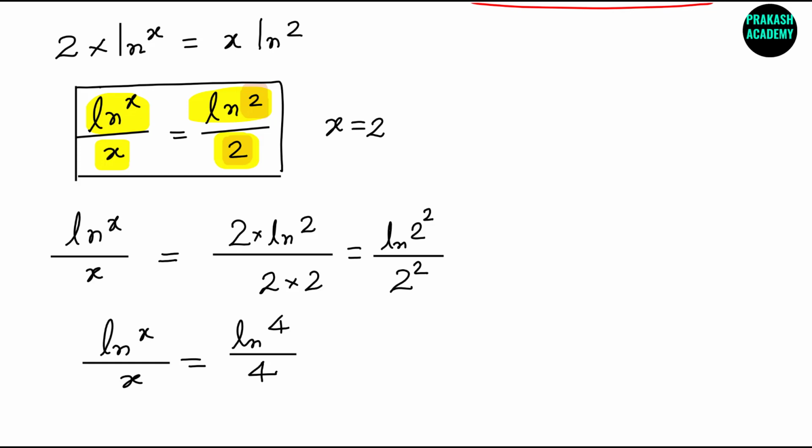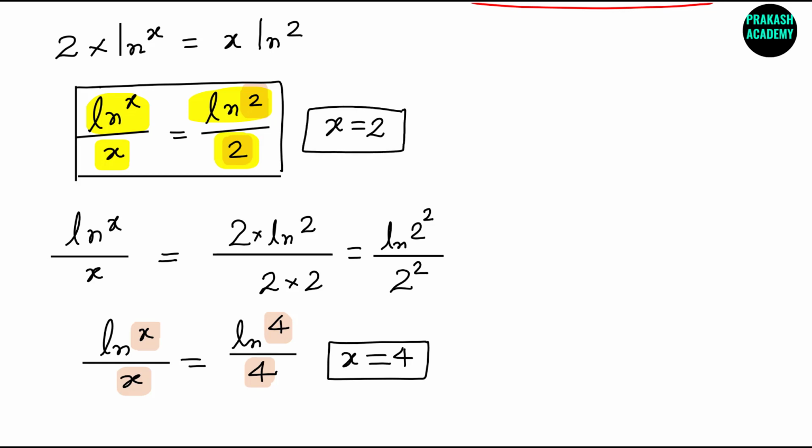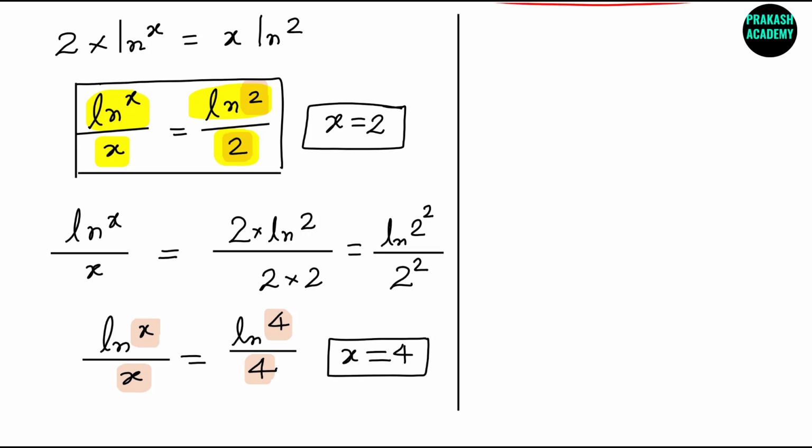Now if you see the left hand side and right hand side, here x and 4, here also x and 4, that is ln x by x equals ln 4 by 4. So 4 is a solution of this equation. So x is equal to 4 is another solution. So we have found two solutions, one is x equal to 2, another is x equal to 4. Now the question is, do we have any other solution?